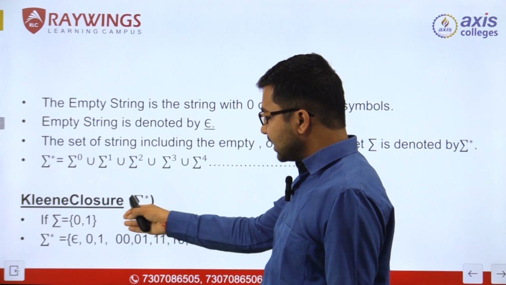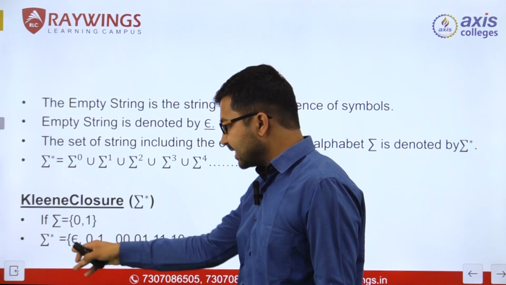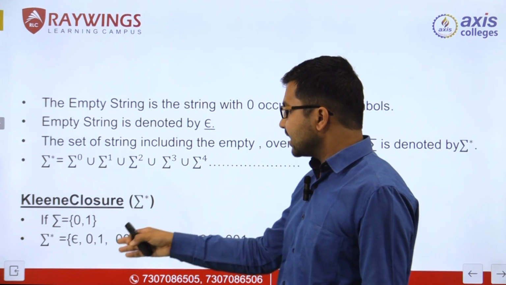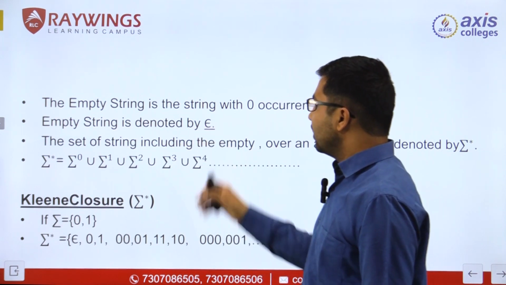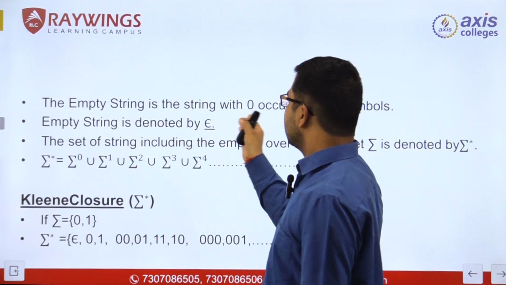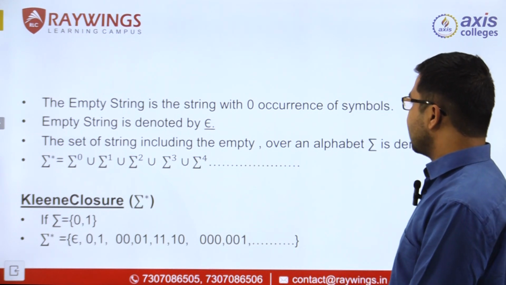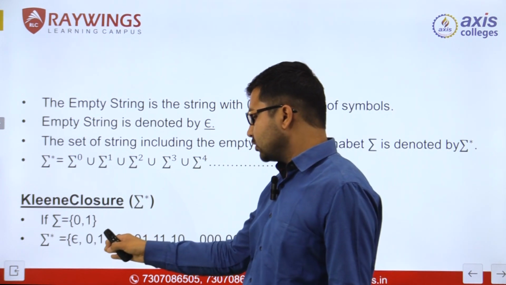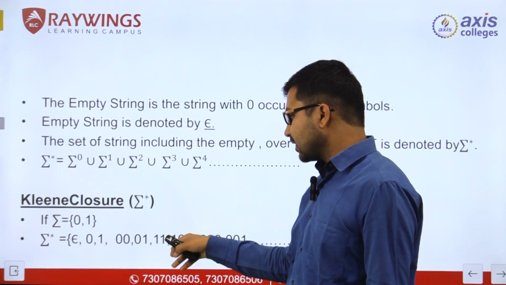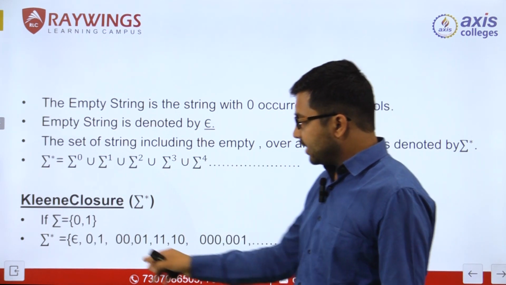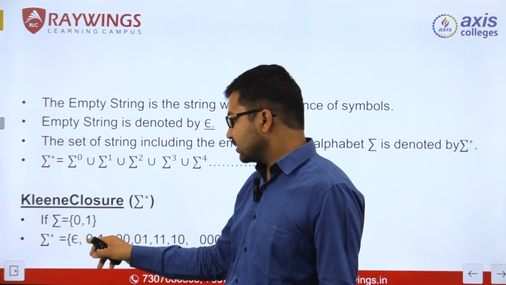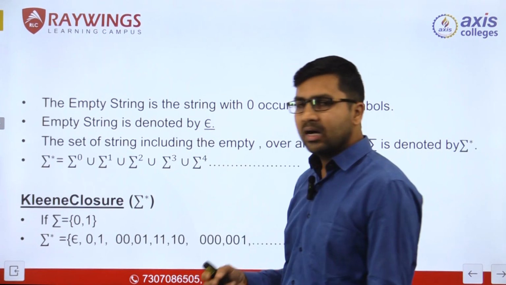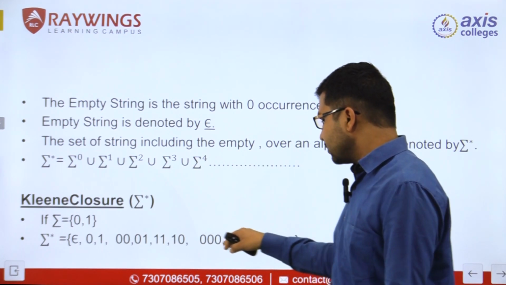Here I am taking an example, sigma equal to {0, 1}. Then the strings contained in sigma star: sigma star contains the null string. The null string means the empty string, a string with zero occurrences of symbols. The strings belonging to sigma star are null, 0, 1, 00, 01, 11, 10 and so on. Here null means a string of length 0, 0 and 1 mean strings of length 1, and 00 to 10 mean strings of length 2, and so on.